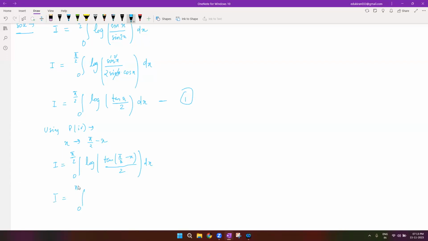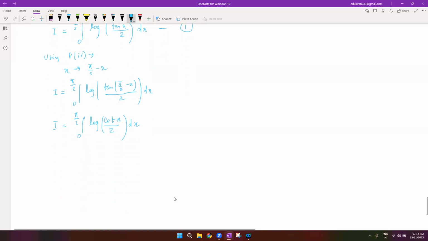Tan of 90 minus x is cot x, because tan and cot are complementary pairs of each other. Complementary pairs are those which change 90 minus x to the other function. Like sine and cos are also complementary: sine 90 minus x is cos x and cos 90 minus x is sine x. Similarly, tan 90 minus x is cot x and cot 90 minus x is tan x. That is why they are said to be complementary. Sec and cosec are also complementary.